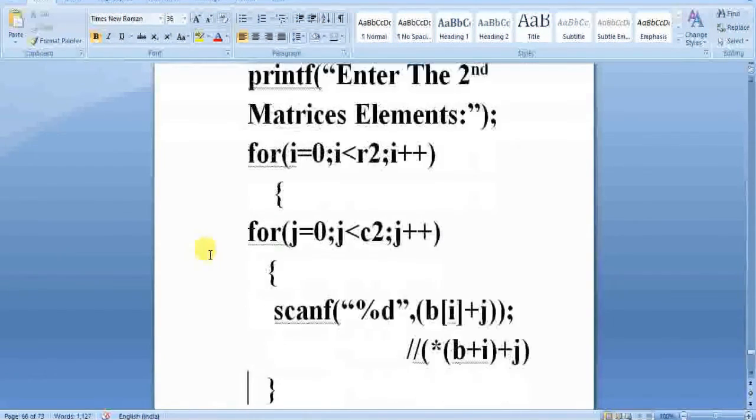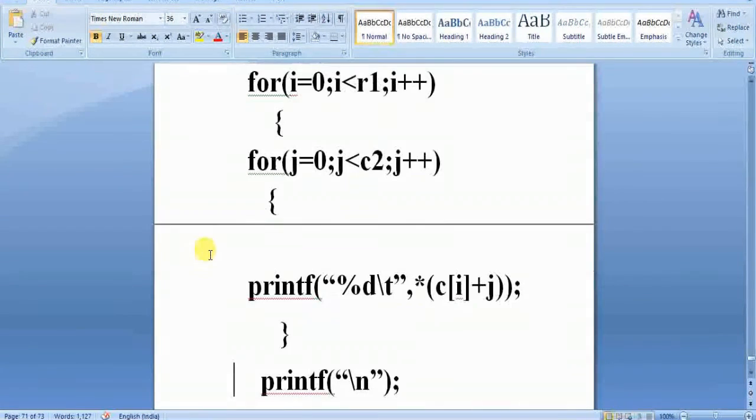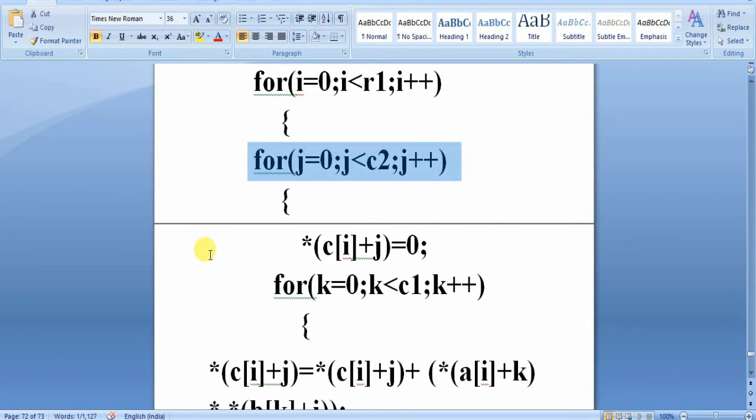Next time k plus plus, k becomes 2. The condition is false, so it comes out of the k loop. After coming out of the k loop, j plus plus, so j becomes 1. So again k will be 0, and we are at C of 0 1.